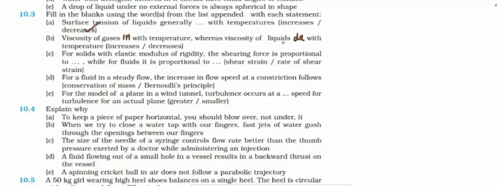So therefore, what happens? The viscosity of liquids decreases on increasing temperature. But as the gas molecules have more probability to come close to each other on increasing temperature, the viscosity of gas increases on increasing temperature.